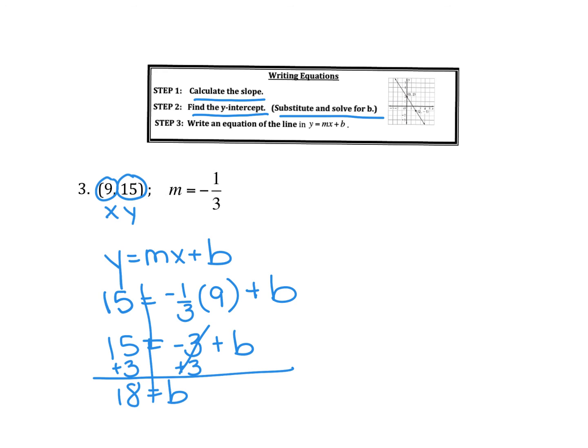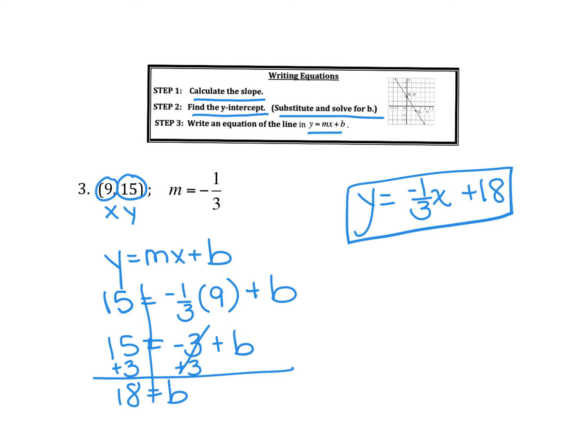All right, so now we have everything we need to write the equation. We've got the slope and we've got the y-intercept. Now we just have to plug it back in. So y is equal to, I have a slope of negative 1/3 and x, and then I have a y-intercept of 18, so I'm going to have plus 18. So in this lesson, we took a look at how to write a linear equation given the slope and a point.